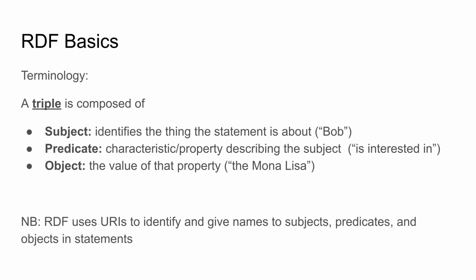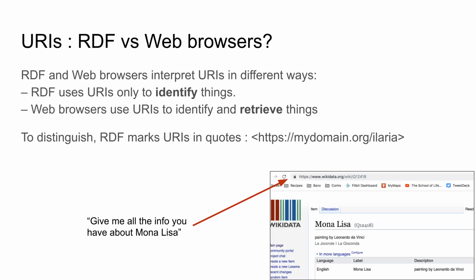As we said earlier, RDF uses URIs to identify and give names to all the elements in a triple. So every subject, predicate, and object will be represented through a URI. We will see more examples later on. A small note on the URIs. You're probably familiar with URIs because you use them when you want to navigate with your web browser and open a new page, you often type a URI. Or maybe you click on a URI and you land on a new page.